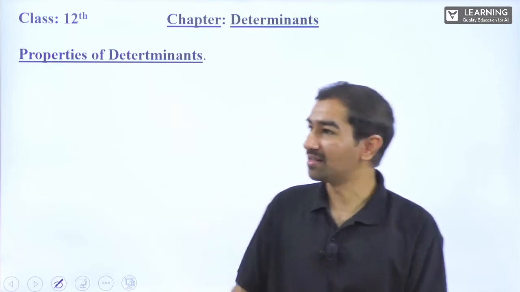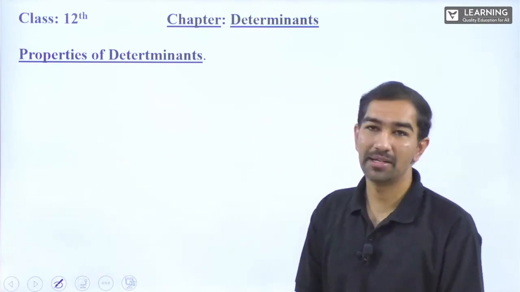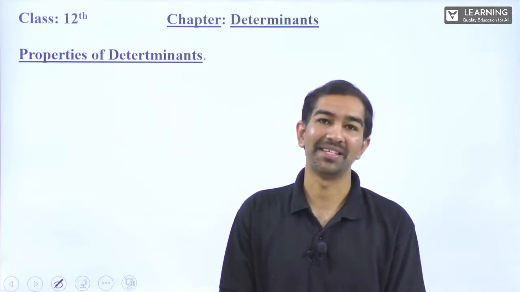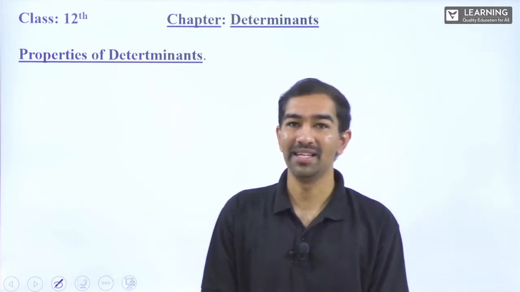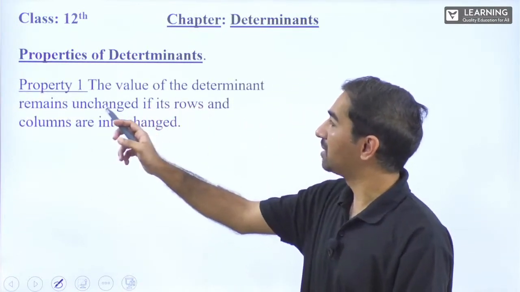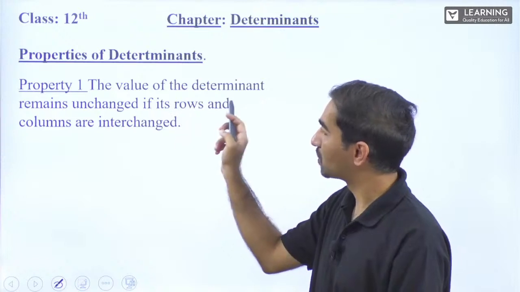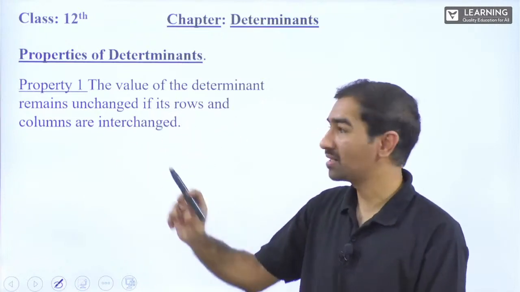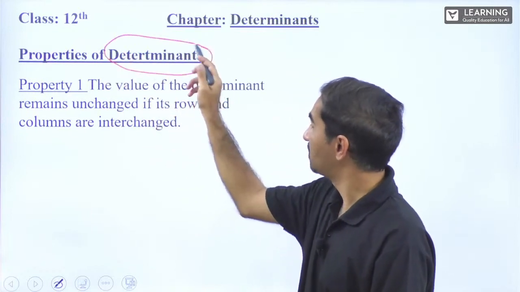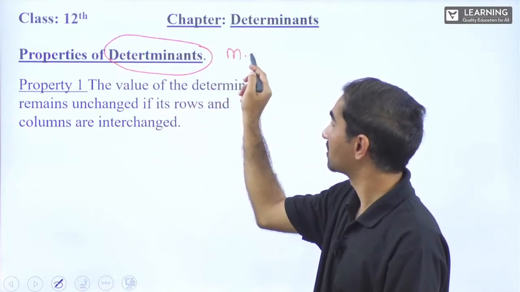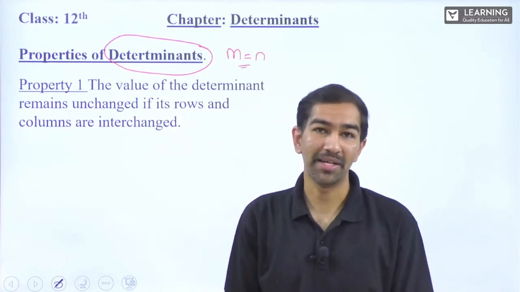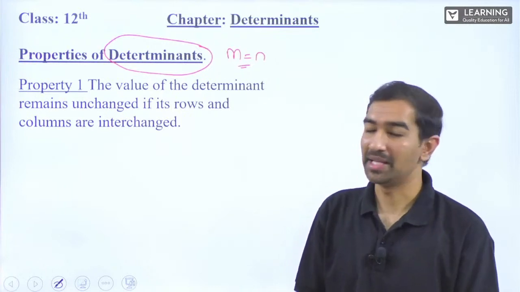As you can see on the screen here, there are a total of 6 properties of determinants. In today's class, we'll be discussing the first 4 properties. Alright, so let us start with the class. The very first property of the determinant: the value of the determinant remains unchanged if its rows and columns are interchanged. Now students, determinant is applicable for which matrix? For a square matrix whose order is m equal to n, correct? Only for the square matrix is determinant applicable.